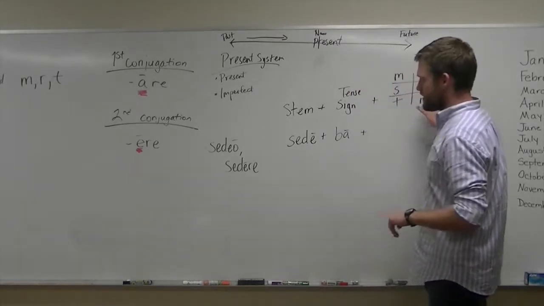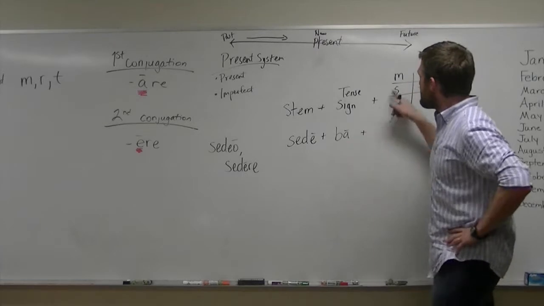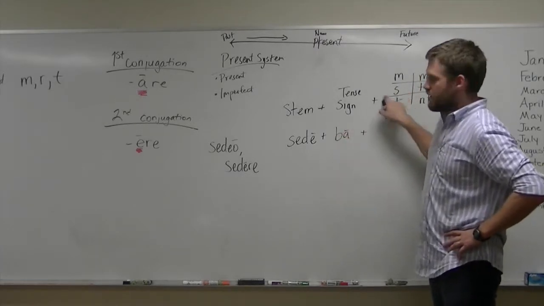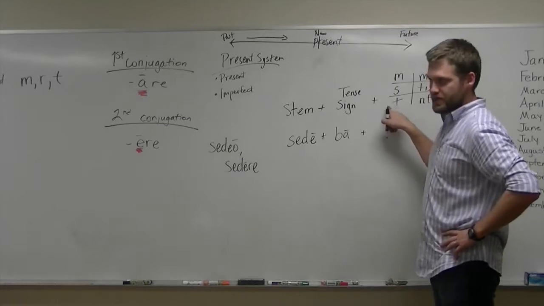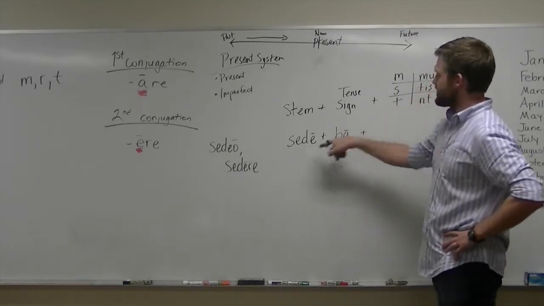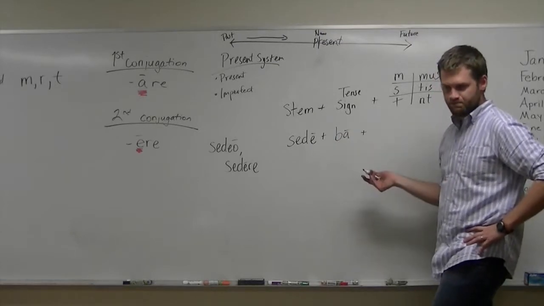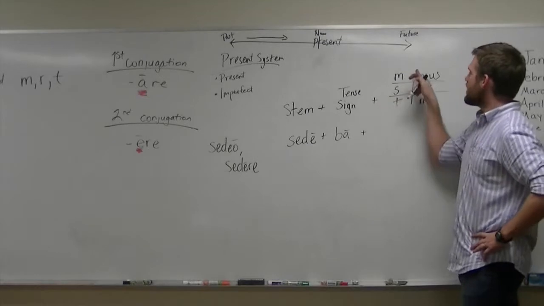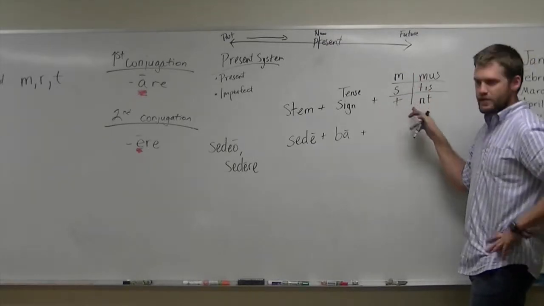And then my endings. Okay. So I get sedebam, short a, bam. Sedebas, stays long. Sedebat, short t. Sedebamus, sedebatis, and sedebant, short. Okay. I was sitting, you were sitting, he was sitting, we were sitting, y'all were sitting, they were sitting.